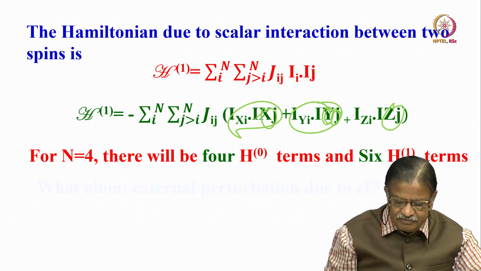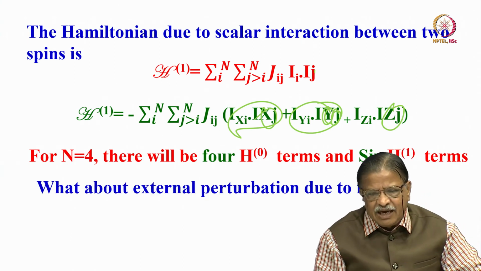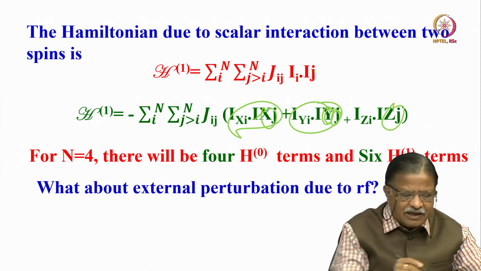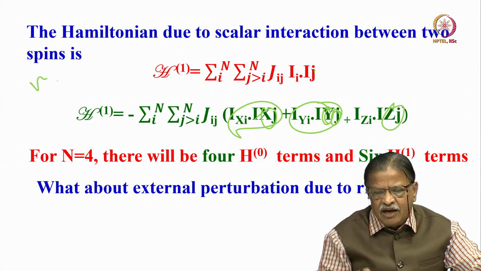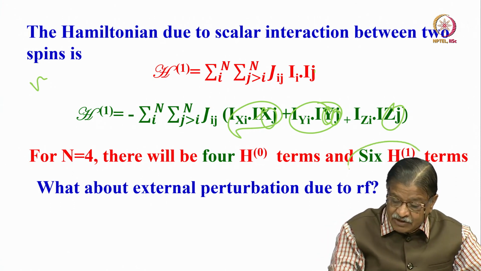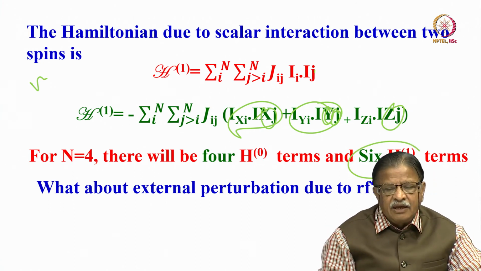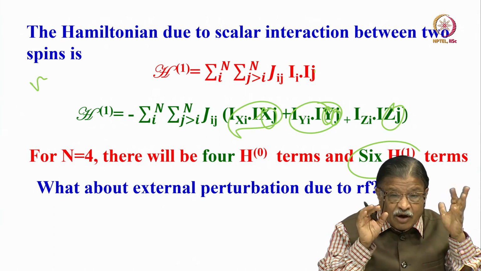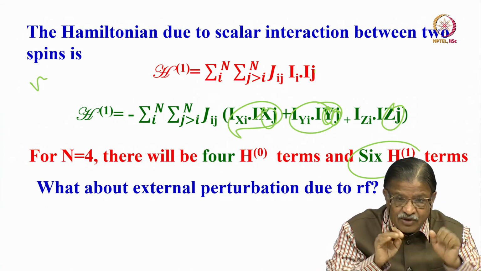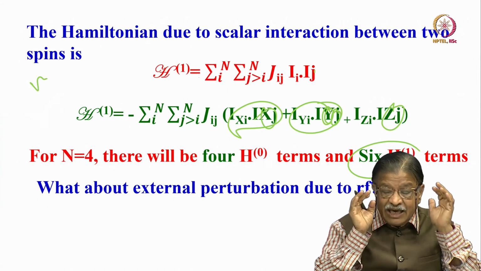But for this one, there are 6, because for 4 nuclei you can consider 1 2, 1 3, 1 4, 2 3, 2 4, 3 4. There are various combinations you can think of. There are 6 H1 terms here. So it's very simple. Consider 4 interacting spins. The Hamiltonian becomes so complex, there will be 4 H0 terms and 6 H1 terms.